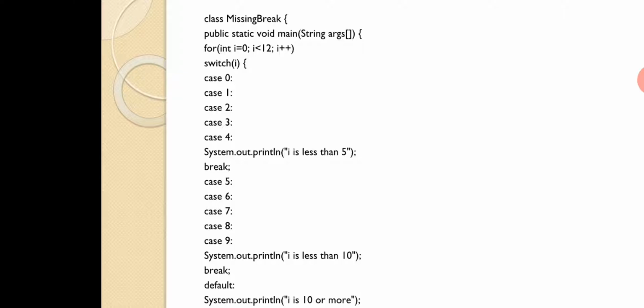Switch of 1. Switch of 1 is nothing but case of 1. You don't have any break statement for case 1. It will go to case 2. You don't have any break statement in case 2. It will go to case 3, case 4. So in case 4, "I is lesser than 5" will be printed on the monitor.